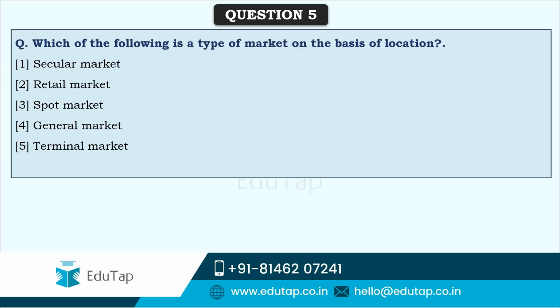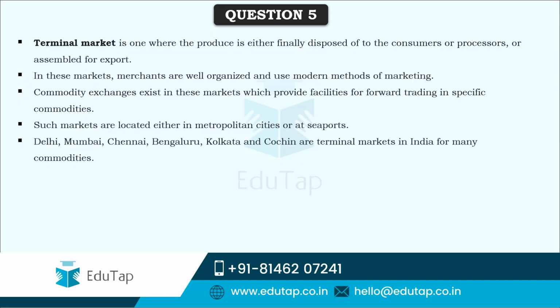So friends, here comes the next question. Which of the following is a type of market on the basis of location? See, on the basis of location, on the basis of product type, on the basis of structure, there are various types of markets. Now, of all these, terminal market is the one which is a type of market based on location, and this is the market where produce is either finally disposed of to the consumers or processors, or it might get assembled for exports.